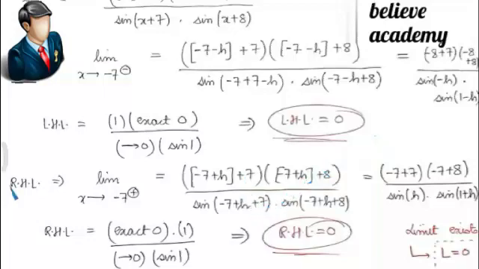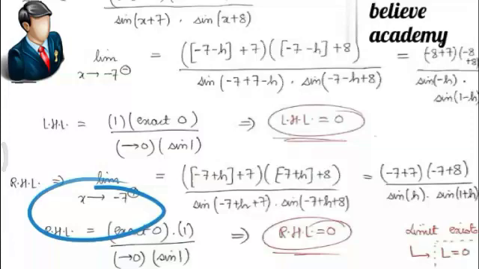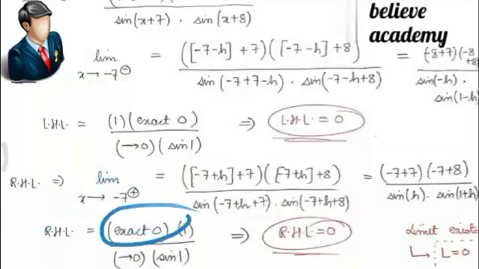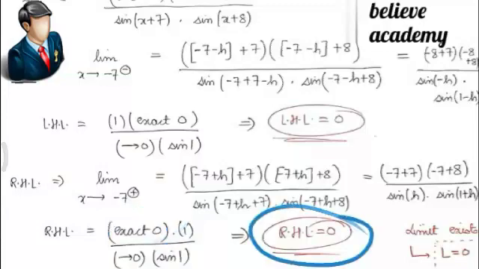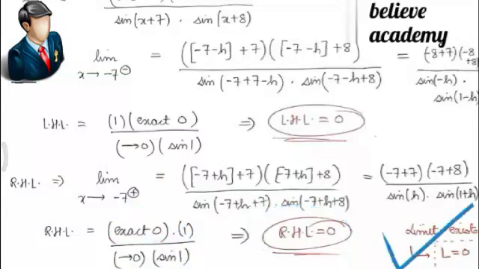Similarly, when you calculate the right hand side limit for x tending to minus 7 plus, calculate it yourself, you would once again see we get an exact 0 in the numerator, which implies the right hand limit is equal to 0. So the limit exists and it is equal to 0.